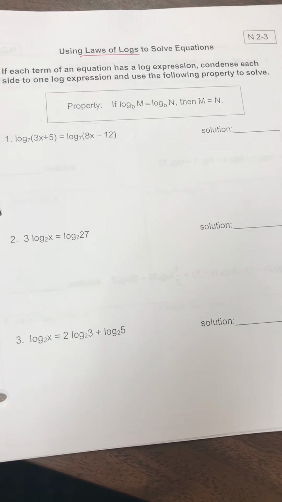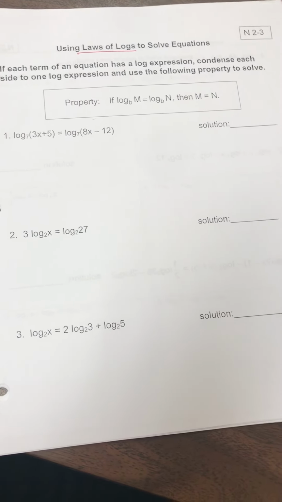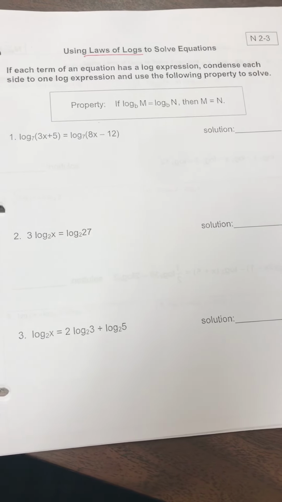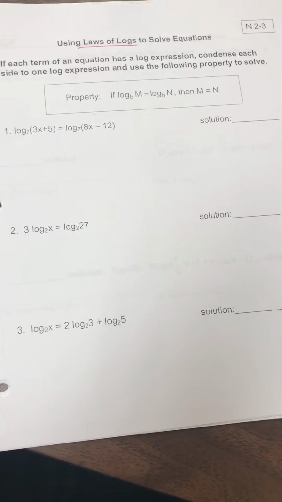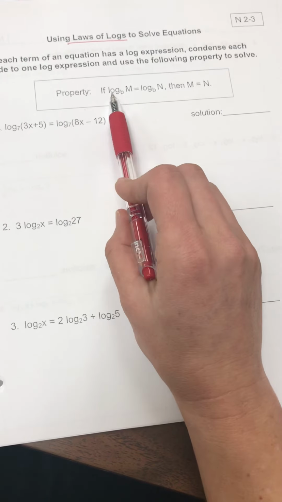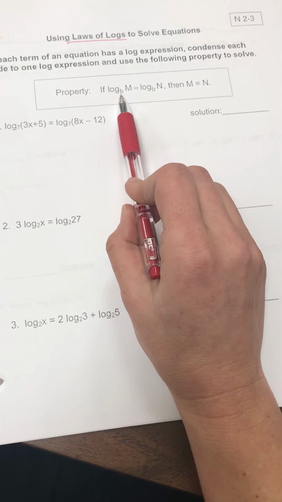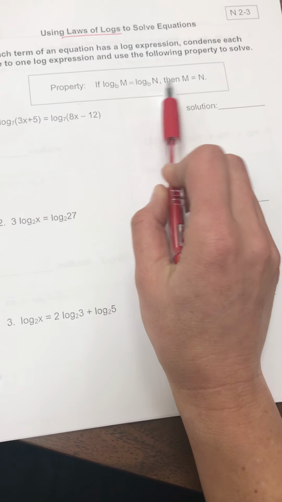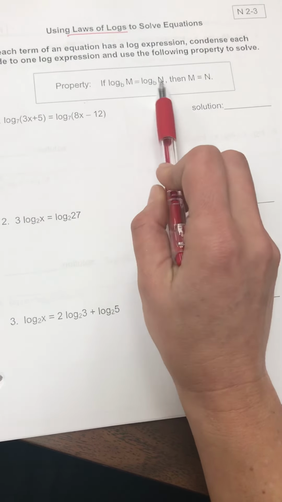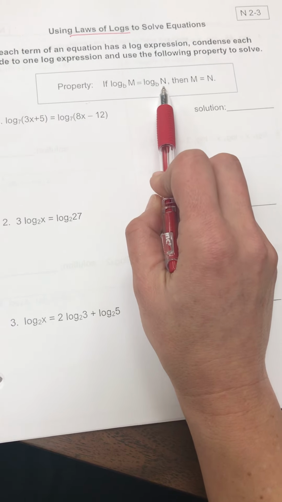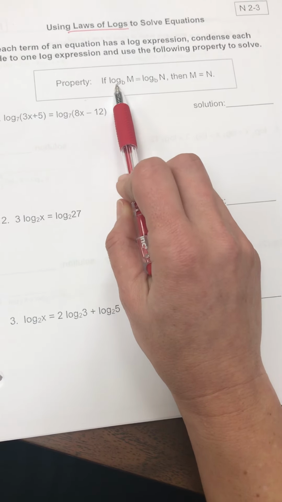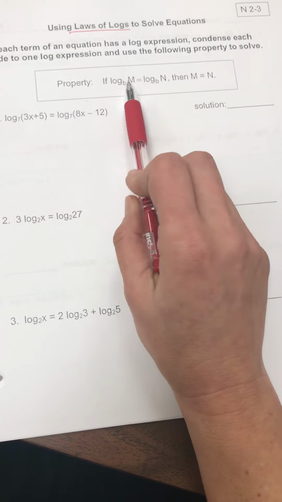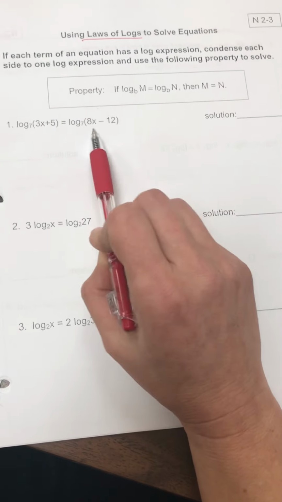If each term of an equation has a log expression, condense each side to one log expression and use the following properties to solve. So it says if log base b of m equals log base b of n, then you can set m and n equal to each other and solve for x. So basically if your log and your base are the same on both sides, then you can set your m and n equal to each other and solve for x.